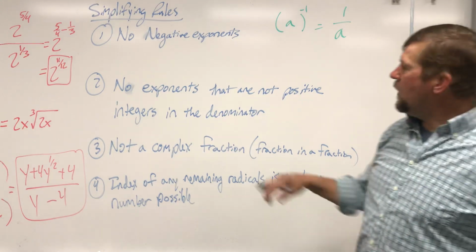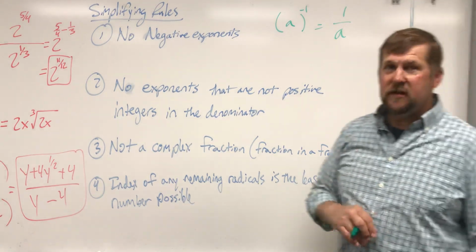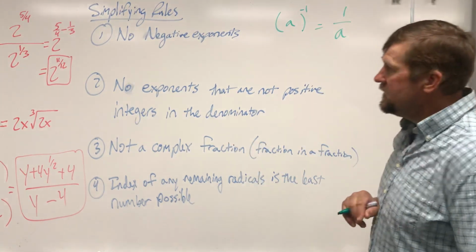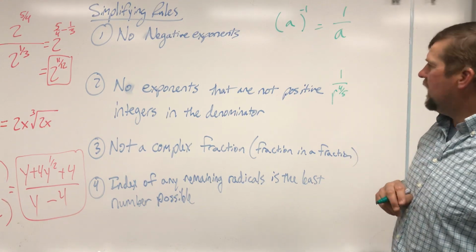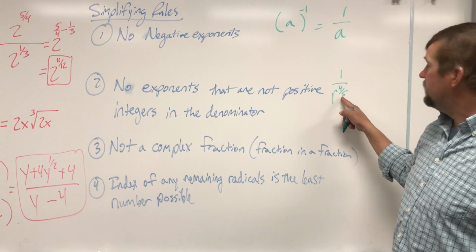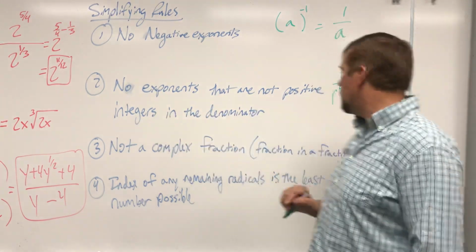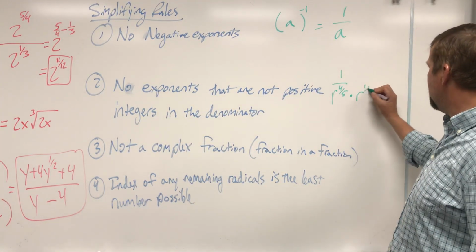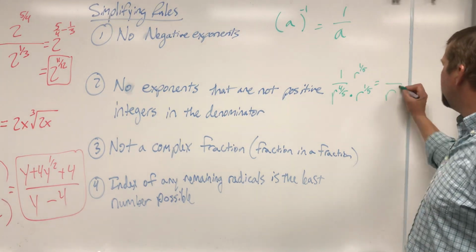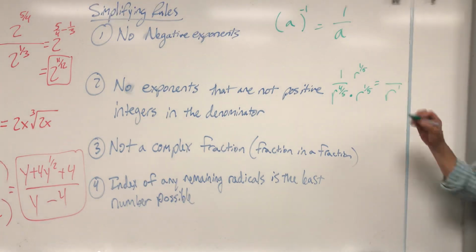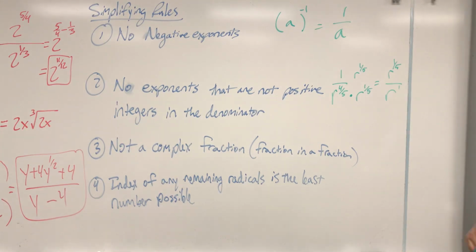Number 2, no exponents throughout the expression that are not positive integers in the denominator. So we saw that. We saw that we had 1 over r to the 4/5. That was not an integer. It wasn't negative, it was positive, but it was not an integer. So we had to make it an integer by multiplying by r to the 1/5, which gives me just r to the 1st. That is the positive integer I was looking for. And of course, the numerator can have rational exponents as long as they're positive.